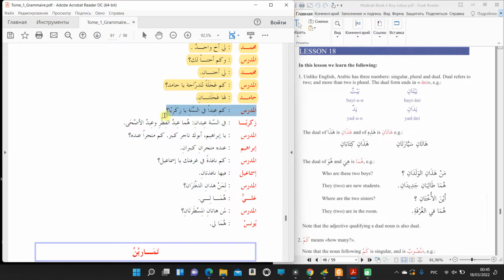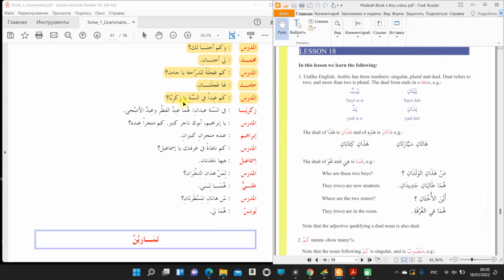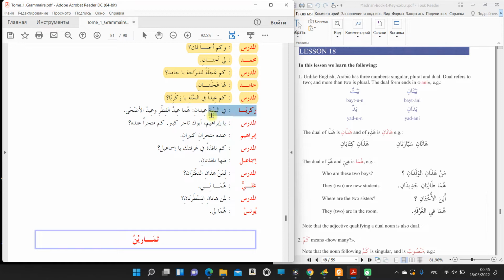Al-Mudarris is asking, كم عيدا في السنة يا زكريا. Well, عيدا, it means like a holiday. And he's asking Zakaria how many holidays in 1 year. And Zakaria says في السنة عيدان. In the year there are two holidays.